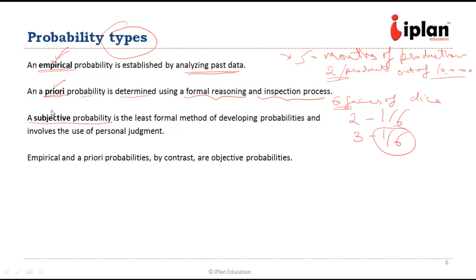The third is subjective probability. There are cases where it is not practically possible to have empirical data or a formal method. So we use a combination of personal judgment and available information to assign a probability. For example, for an earthquake, we do not have sufficient historical data, or even a formal reasoning or inspection process. So based on available models and personal judgment, we assign a certain probability. So clearly the empirical and a priori probabilities are the objective probabilities and the other case is subjective probability.